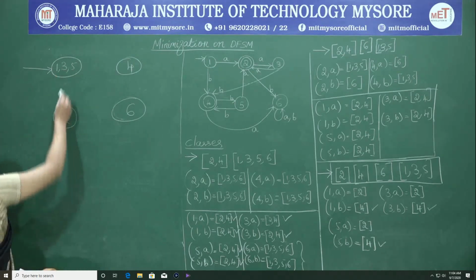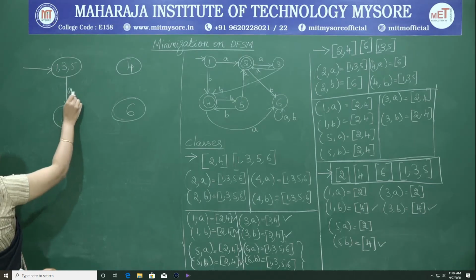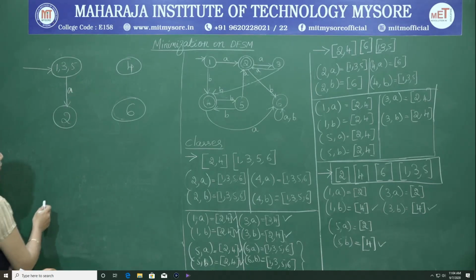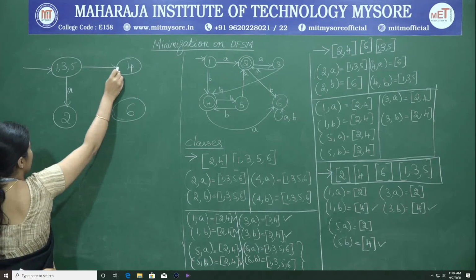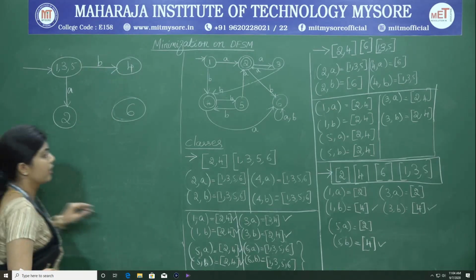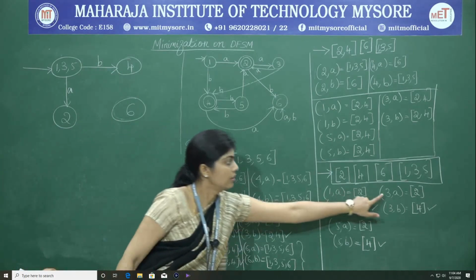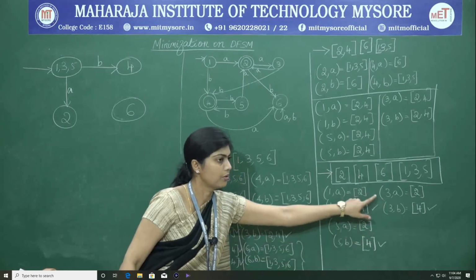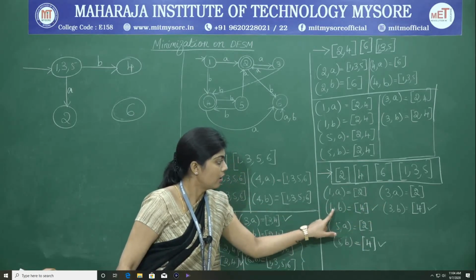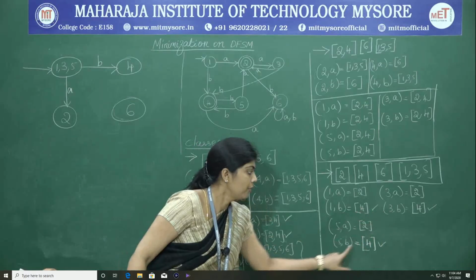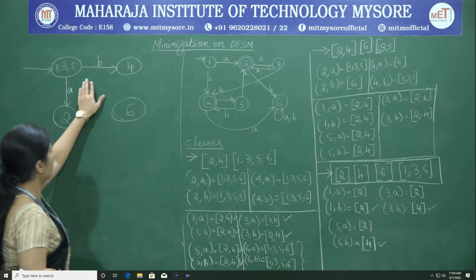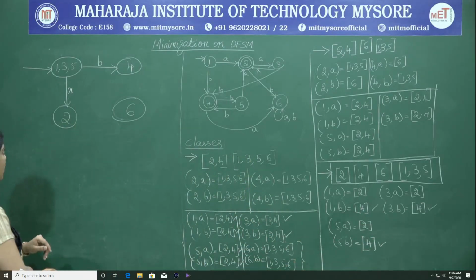So on A it goes to 2 and on B it is going to 4. Here we can see that 1, 3 and 5 all are going to 2 on A, and on B 1, 3 and 5 are going to 4. So therefore we have included that transition here.